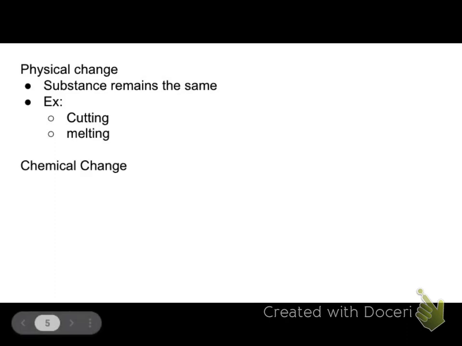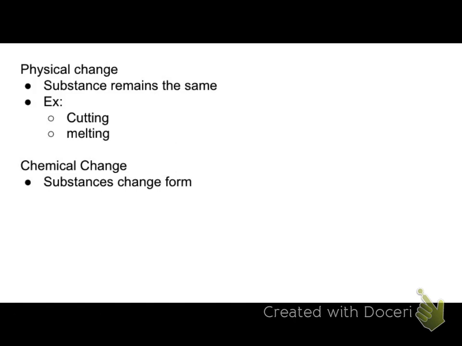A chemical change, on the other hand, causes the substance to change form. So we are going to have, and you can put this on here, you can write it in big bold letters, you should have a new substance at the end of a chemical change. Should be a new substance. Okay. Examples, burning, oxidation. Okay? Oxidation is the fancy word for rusting. You should have a new substance.